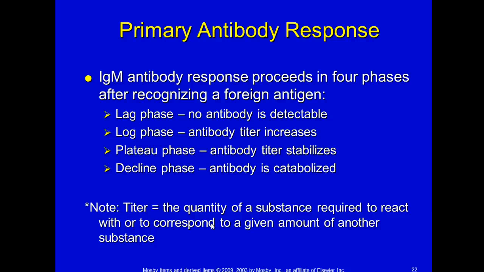Then we have the log phase. This is where the antibody titer increases, which means there's an increase of actual antibody. We have a plateau phase where the antibody titer starts to stabilize, and then a decline when the body starts to fight it off. The antibody becomes catabolized or destroyed. So a titer is the quantity of substance required to react with or correspond to an amount of substance.